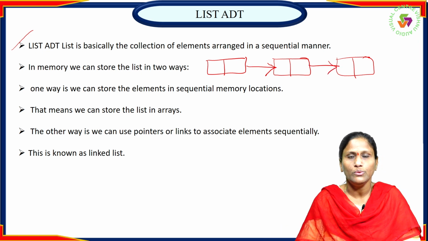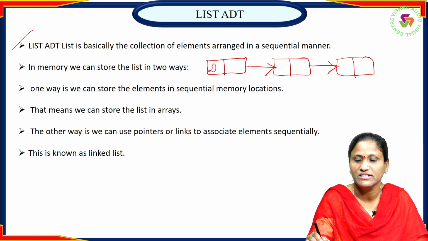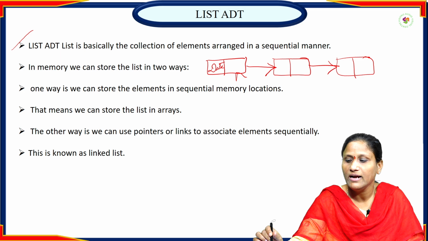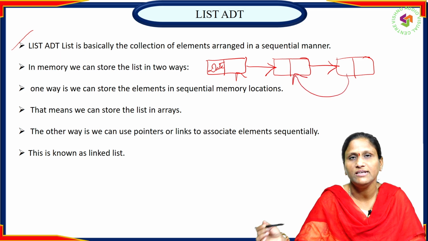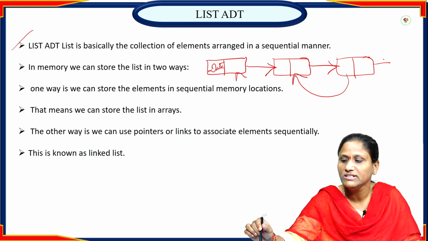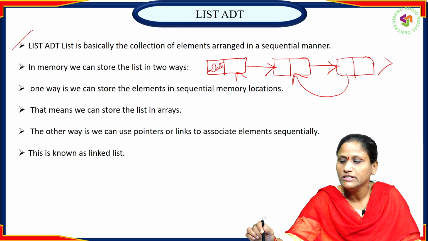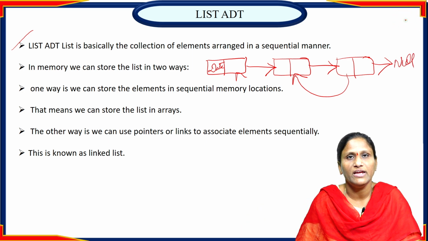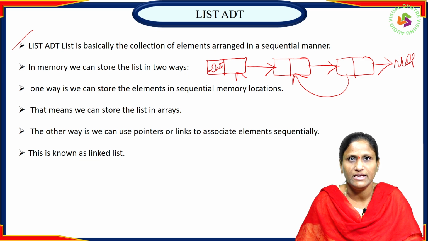And these nodes are interconnected to each other like this. And I already told you each node contains two fields. The first field is the data field and the next field is the pointer, meaning the address of the next node is present in the previous node. On the last node, how can we know this is the last node? It is pointing to a null pointer. That means there are no other nodes in the list next to this node. So this is the representation of list ADT.